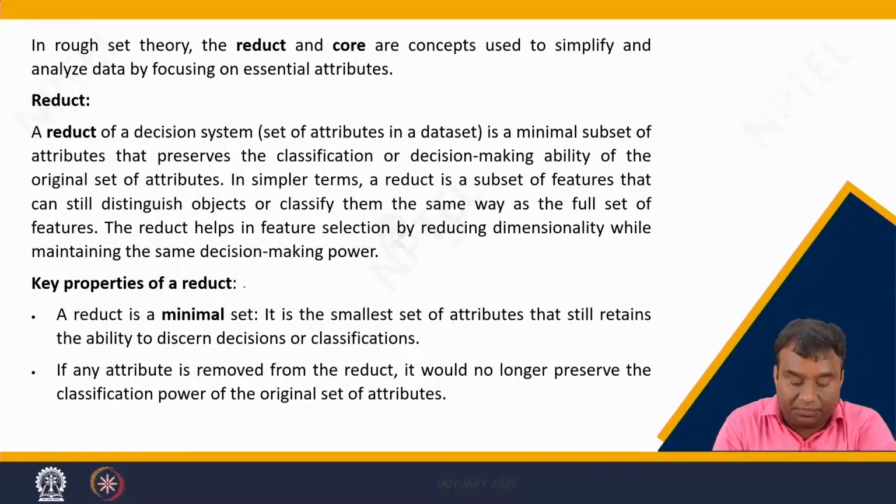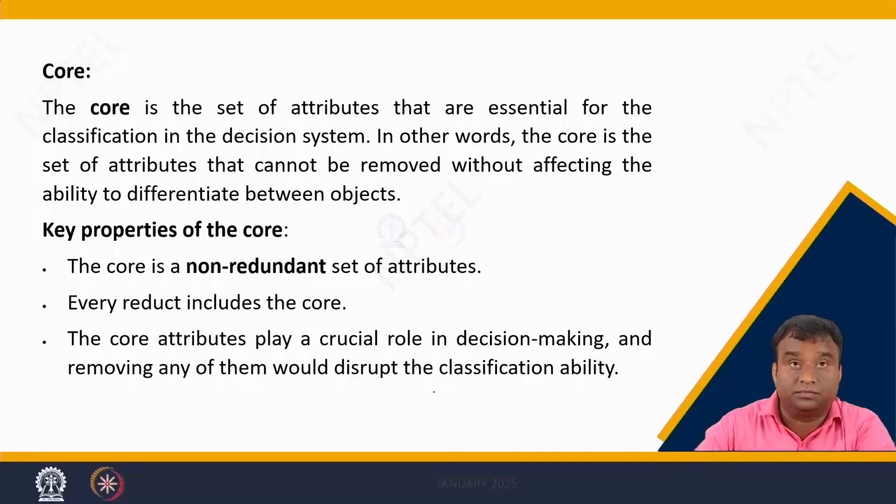Key properties of a reduct. A reduct is a minimal set, and it is the smallest set of attributes that still retains the ability to discern decisions or classifications. If any attribute is removed from the reduct, it would no longer preserve the classification power of the original set of attributes.